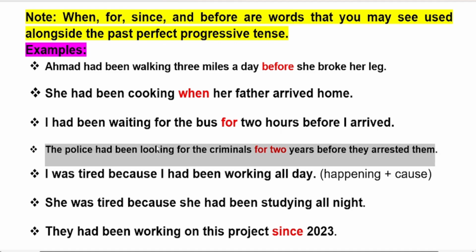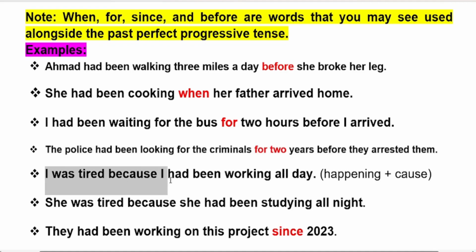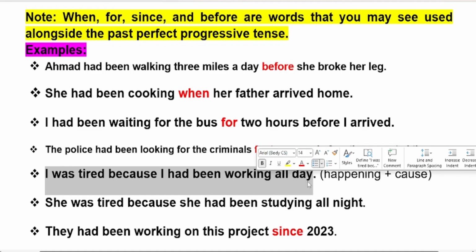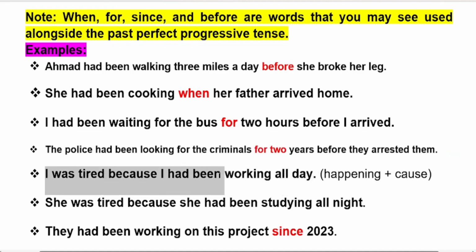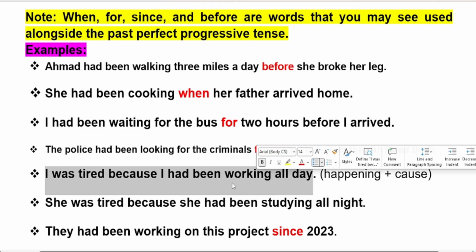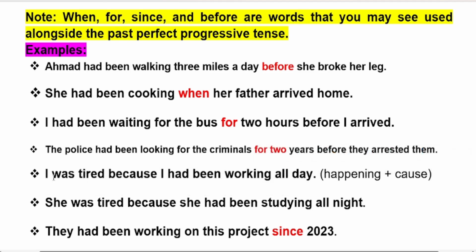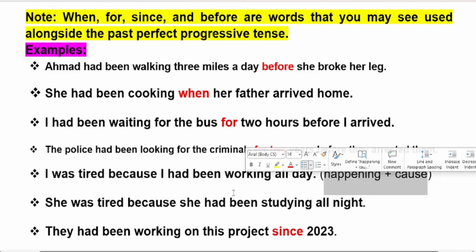میگه پلیس 2 سال پشت چی؟ مجرم ها میگشتن تا اینی که اونها رو چیکار کرد؟ دستگیر کرد. I was tired because I had been working all day. بچه past perfect progressive tense cause یا effect باعث یا سبب شدن یا تأثیر یک چیز را هم میتونید شما با past perfect progressive tense استفاده کنید. I was tired. من خسته بودم. چرا؟ Because I had been working all day. به خاطر که من تمام روز را چی کار کردم؟ کار کردم که خسته بودم. So it is cause and effect.